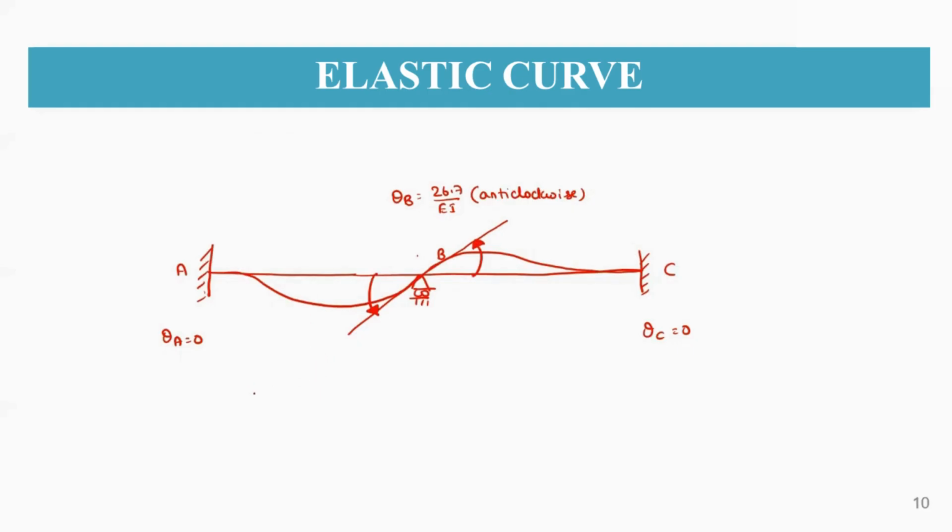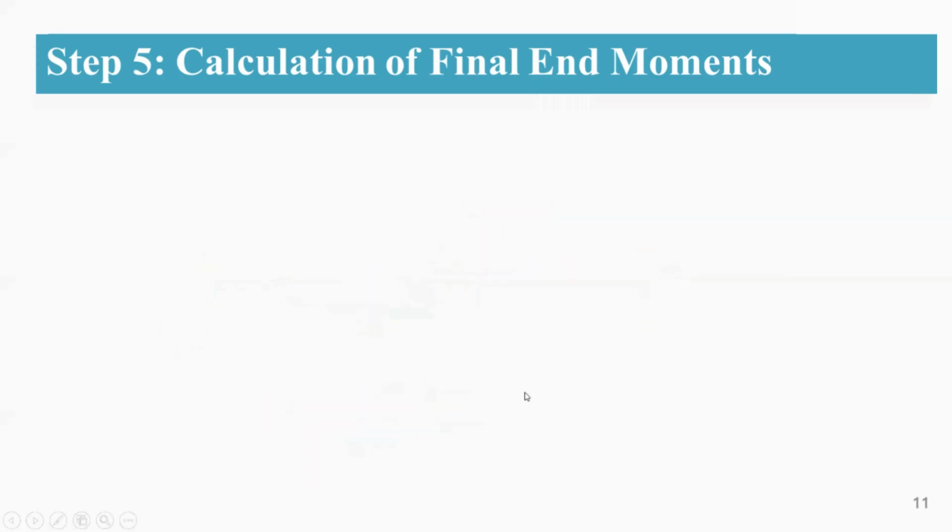Here we can have a note that if you are getting negative, it means it is an anti-clockwise direction. If you are getting a clockwise rotation, it is a positive value. Anti-clockwise rotation means it is a negative value. So this is how you are going to draw the elastic curve.